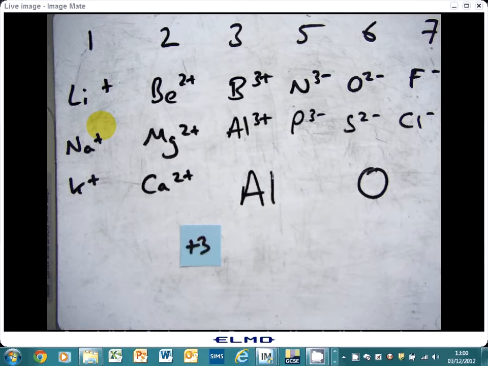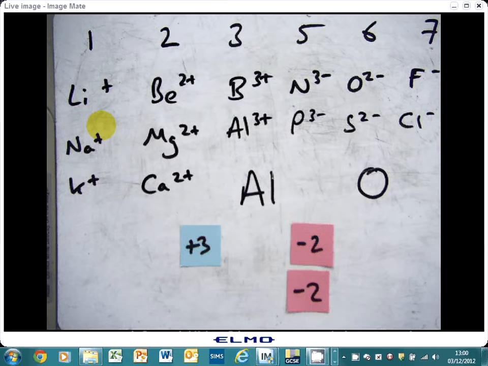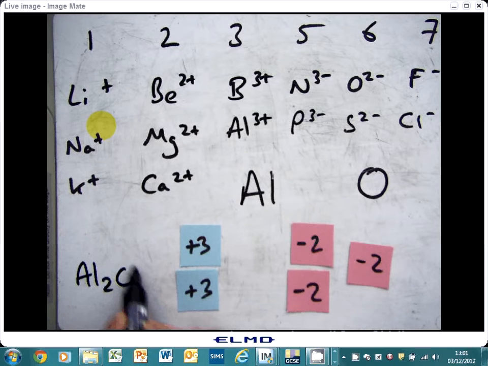You've got aluminium, which has got a charge of plus 3, and oxygen, which has got a charge of minus 2. If I were to add in another oxygen, I'd have a charge of minus 4 there, as I said a minute ago, but we've still got plus 3 over here. So if I add in another aluminium, so Al2, I've now got a charge of 6, but only minus 4 over here. So I need another oxygen. So 2 aluminiums, 3 oxygens, Al2O3.